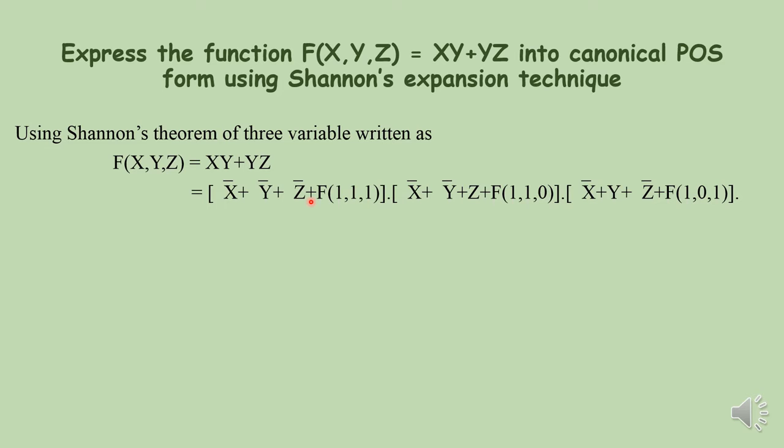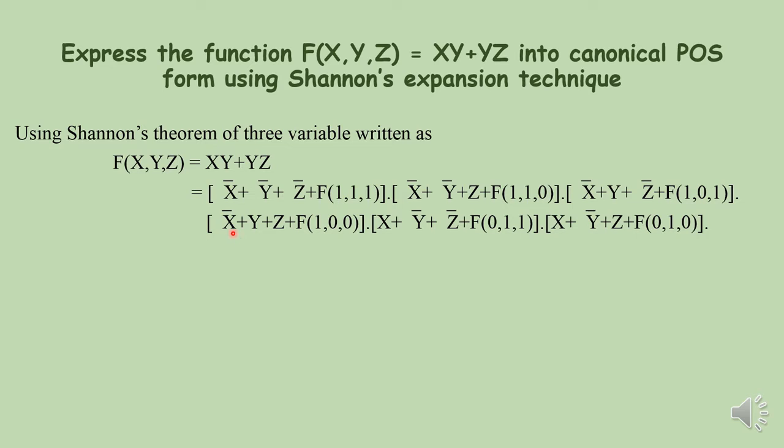How can we represent the function 1 1 1 value, that is x bar plus y bar plus z bar? This is the function of 1 1 0, so here we write x bar plus y bar plus z. This is the function of 1 0 1, so here we write x bar plus y plus z bar. Next term, this is the function of 1 0 0, so here we write x bar plus y plus z. Next term, this is the function of 0 1 1, so this is the value of x plus y bar plus z bar.